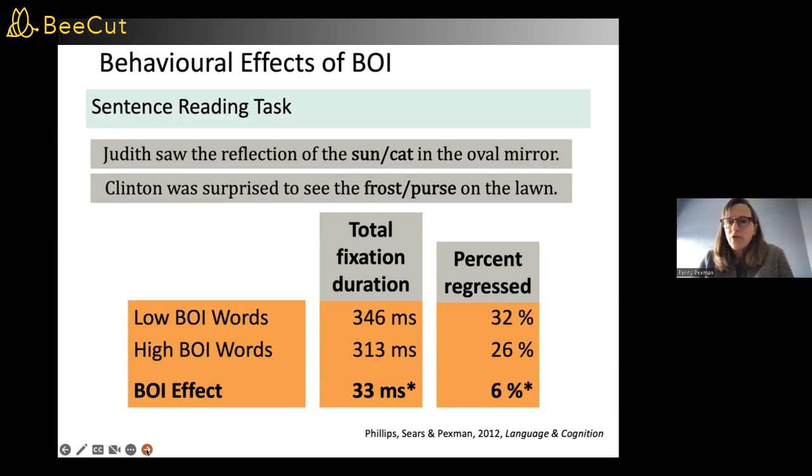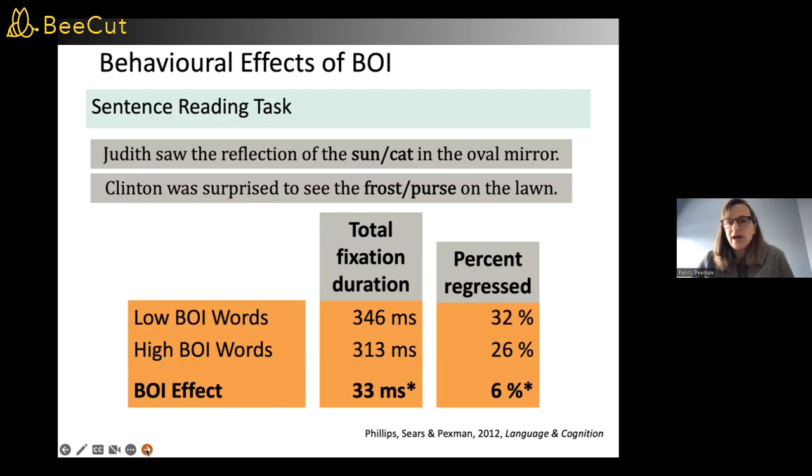And in the second example, frost is low and purse is high. And the words across sentences were matched in every other way. So we've got a set of low BOI targets, a set of high BOI targets. They are equally frequent, their length is equivalent, and all the other things that matter for sentence reading, things like imageability and concreteness, were matched across the sentences. So as far as we know, the only difference between these two sets of words is their BOI rating. And what we found was that there was a BOI effect in the context of sentence reading.